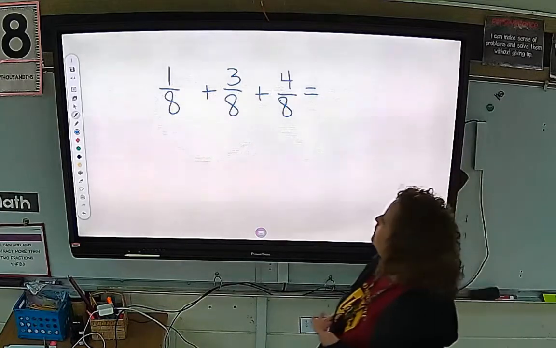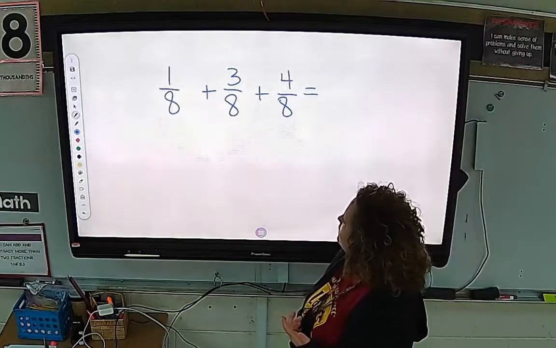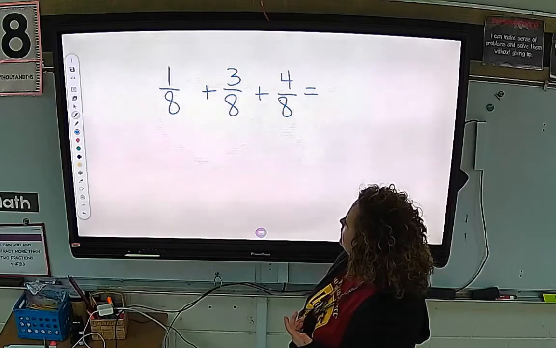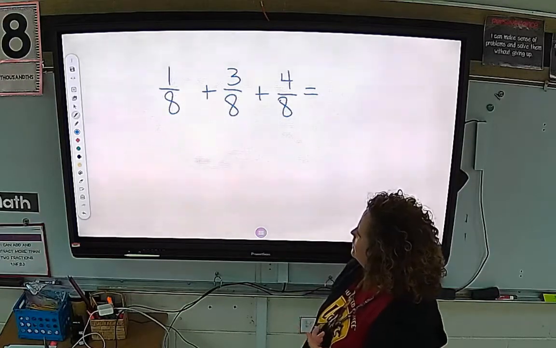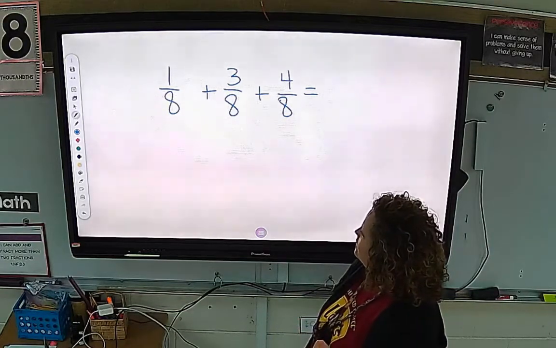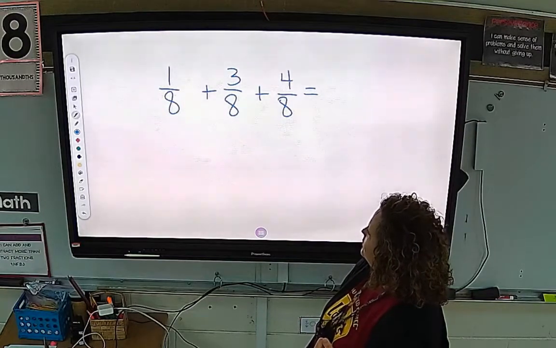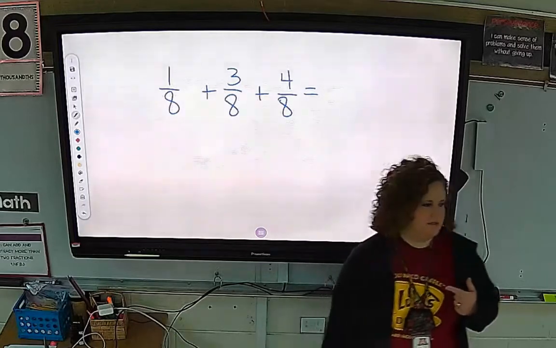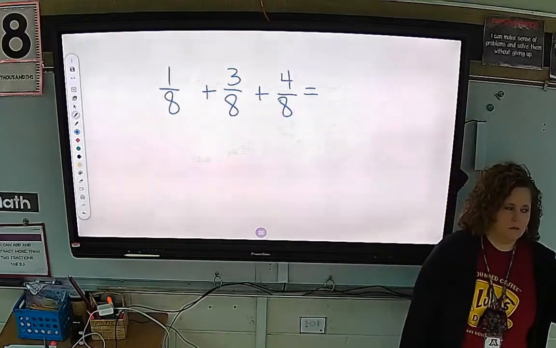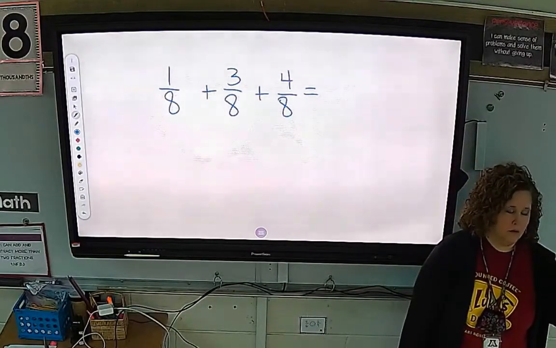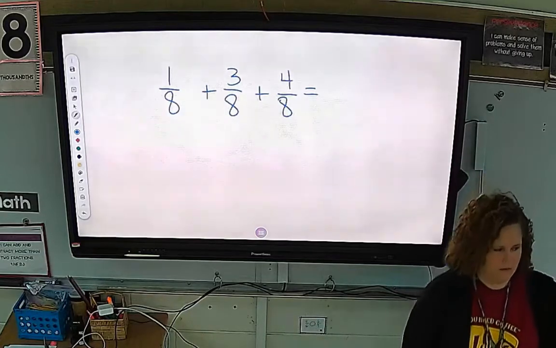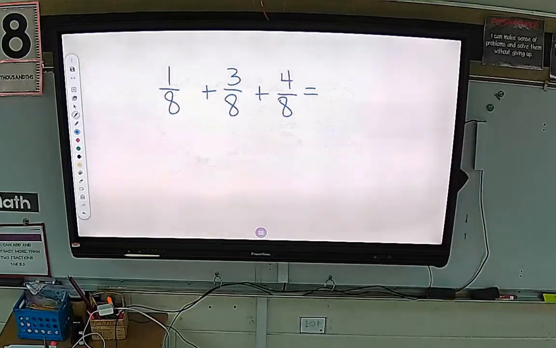You do 1 plus 3 plus 4, and then whatever you get right there, you just write the denominator and what you get 1 plus 3 plus 4. Okay. Anybody want to say something different? Go ahead, Mason. Write a number line and skip that. Okay. You could skip count down the number line. Yep. You could do a number line. You could.